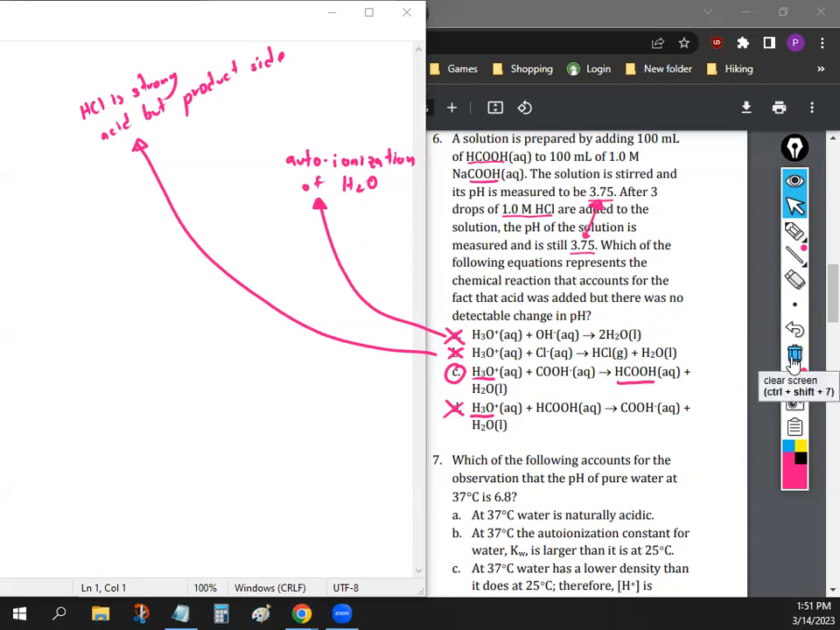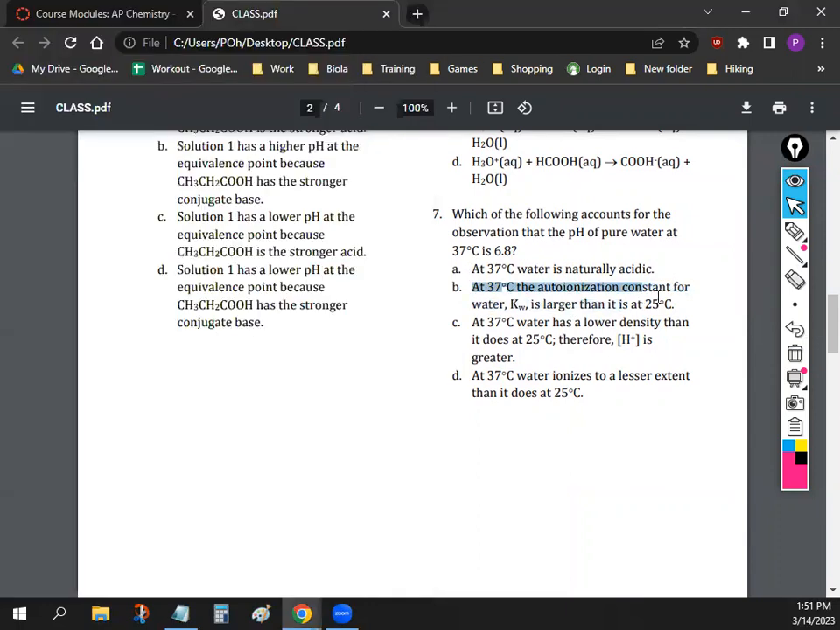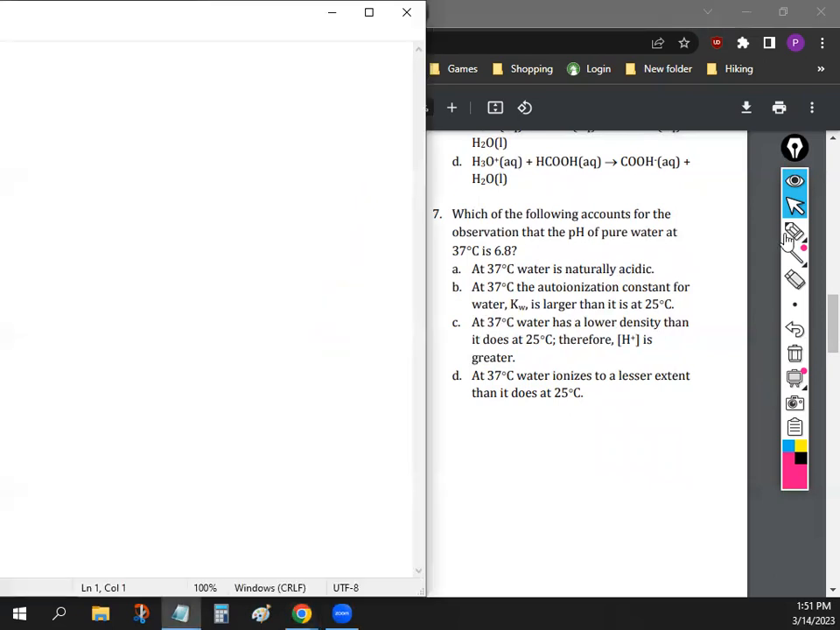All right, let's go to 7. We barely touched this, but I'll tell you guys the answer right off the top, and I'll explain why. The answer is going to be B. It's basically asking why the pH of water at 37 degrees Celsius is 6.8. We usually say the pH of water is 7, but that's under the assumption that the temperature is 25 degrees Celsius. This problem is saying that at a different temperature, 37 degrees Celsius, the pH of water is 6.8.